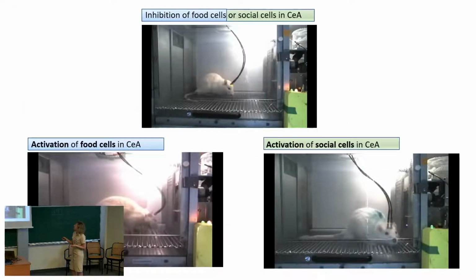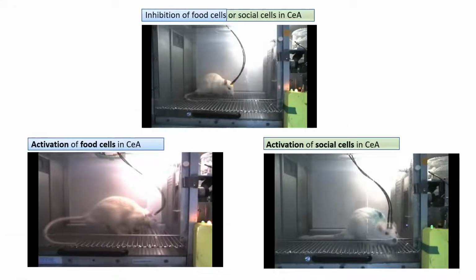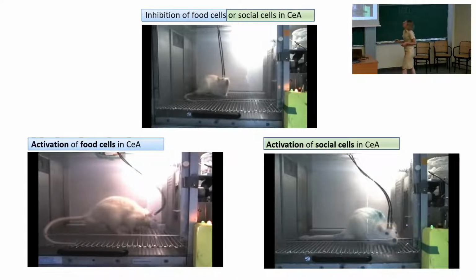And what we saw was, firstly, I show you the inhibition. So here is the rat in which we inhibited the cells. So you can see that he's not very interested in pressing the lever. So the inhibition of both food cells and social cells resulted in this. It's not a freezing. It's just the rat was not exploring the environment and was not pressing the lever.